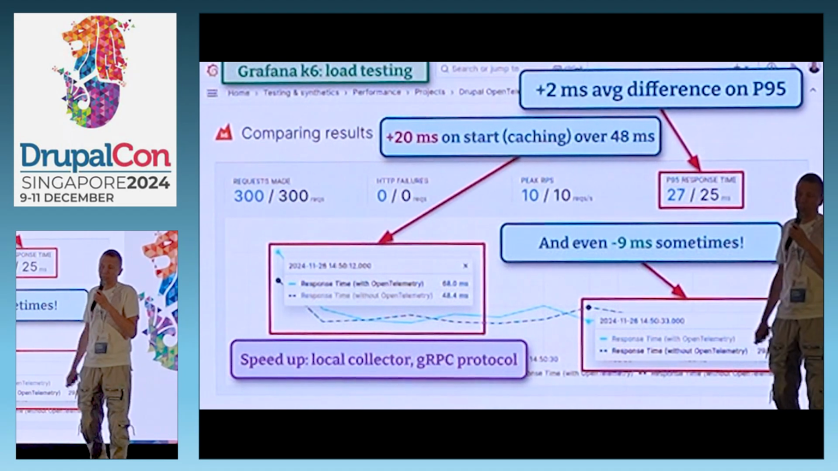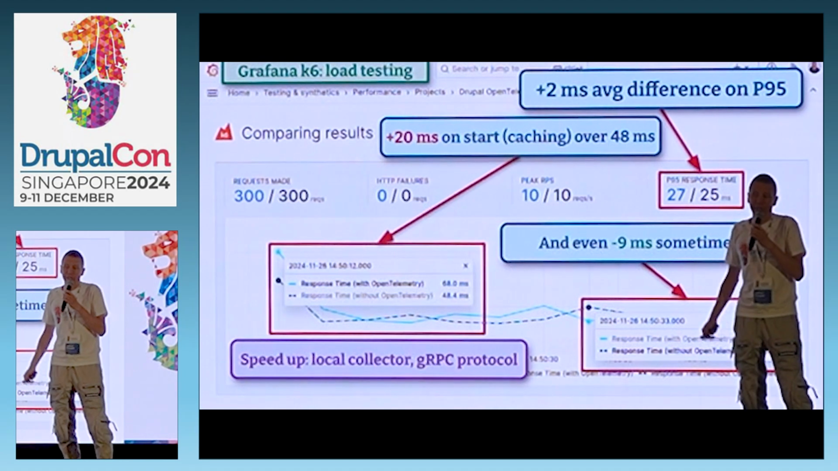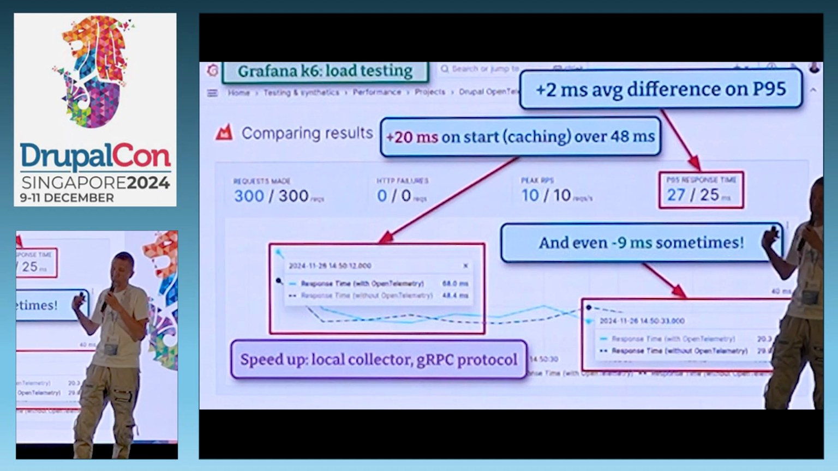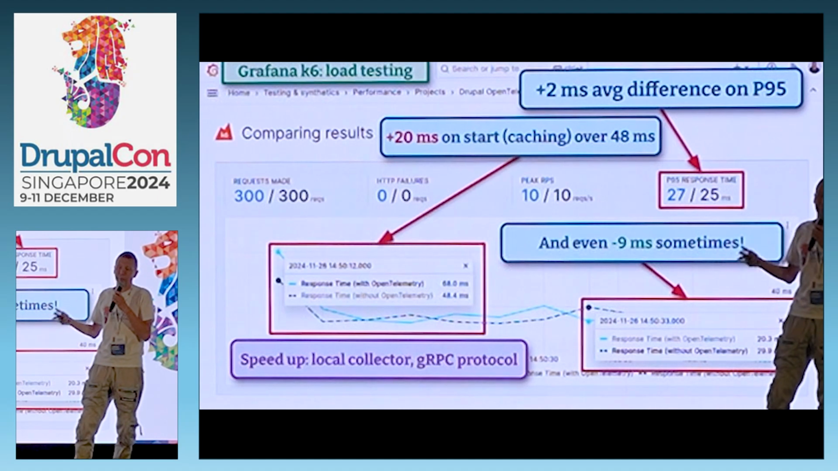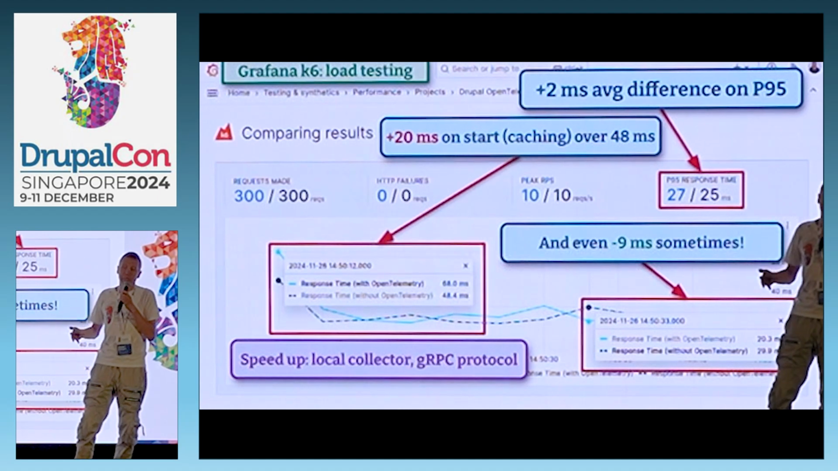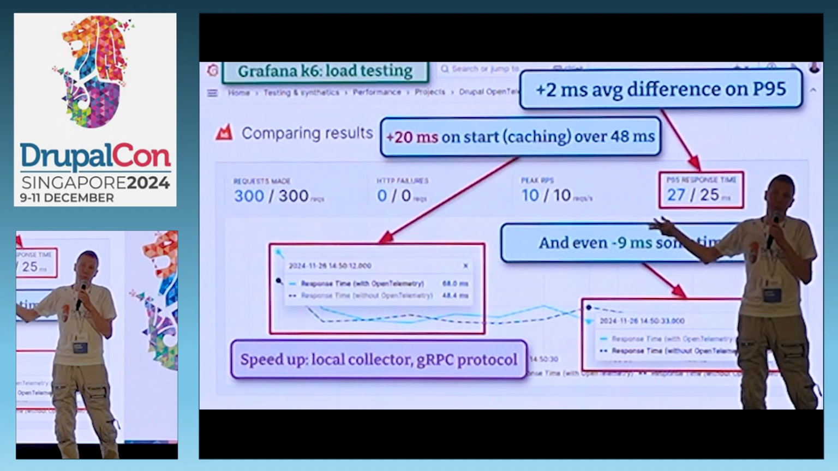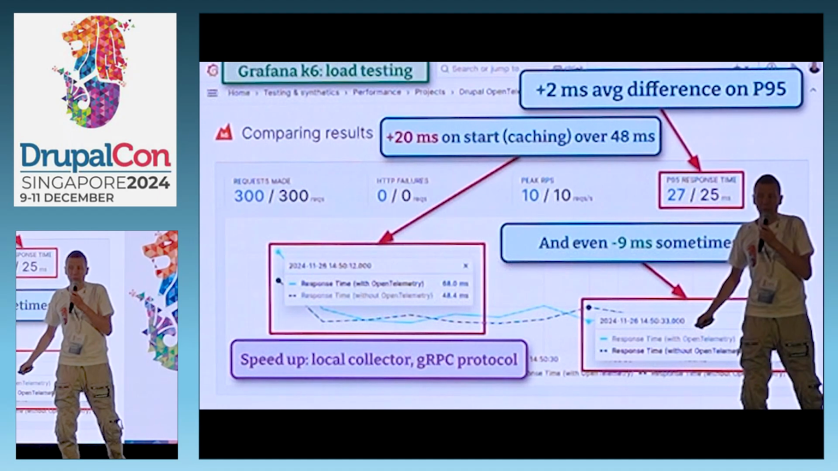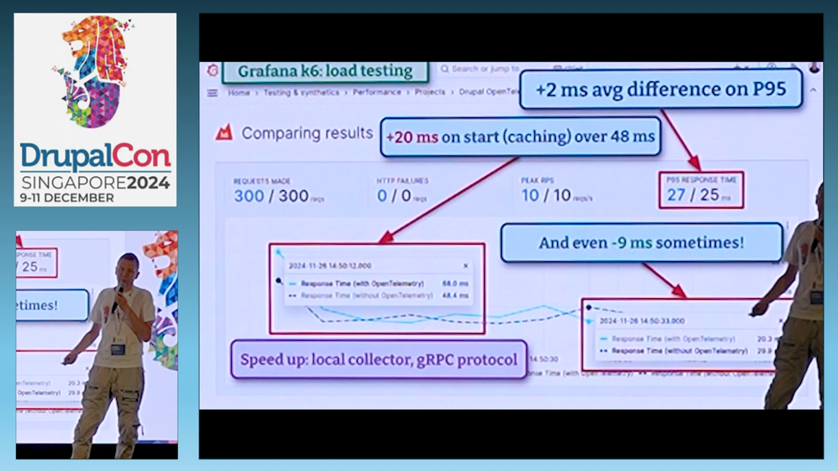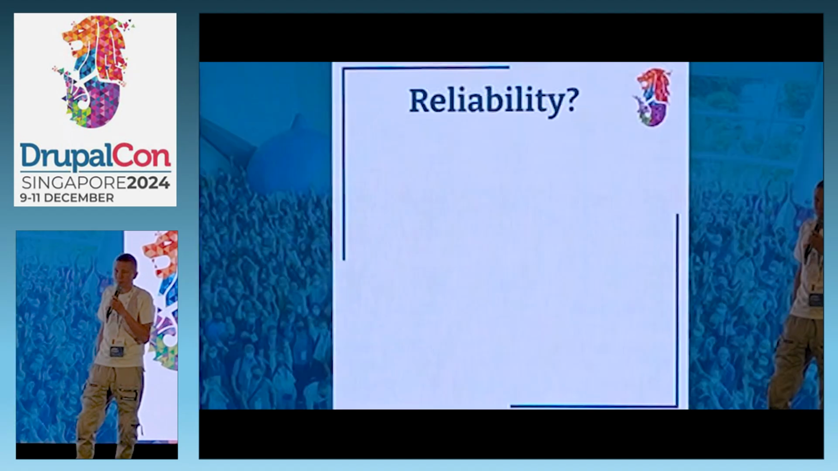And you can even speed up with this using the local collector. So instead of submitting data to the remote endpoint, you can run the OpenTelemetry collector locally. It will collect all the data and then upload it to the remote server that can be slow. And use the gRPC protocol that also optimizes the performance.